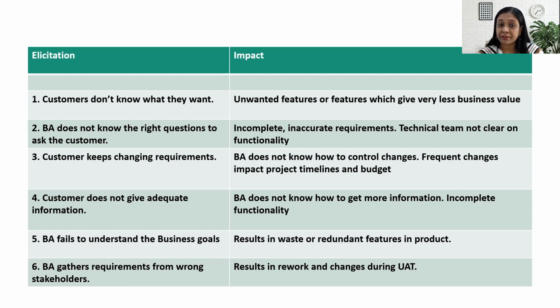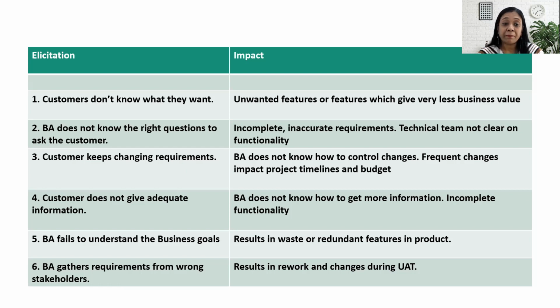Challenge number three, customer keeps changing the requirement. This happens because the BA does not know how to control the changes. Frequent changes impact the project timelines and the budget. Challenge number four, customer does not give adequate information and BA does not know how to get more information. This results in incomplete feature of functionality being developed in the product and also a lot of rework.